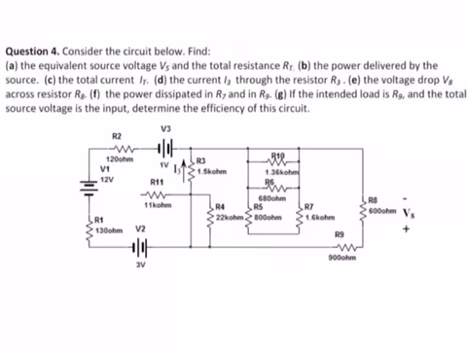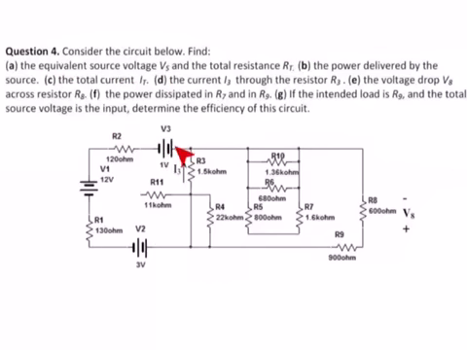Okay, let's take a look at this last example. We have this circuit here. We have three sources at the input. We have all types of combinations of resistances. We're asked to calculate the equivalent voltage source. So we'd like to replace these three by one equivalent source.